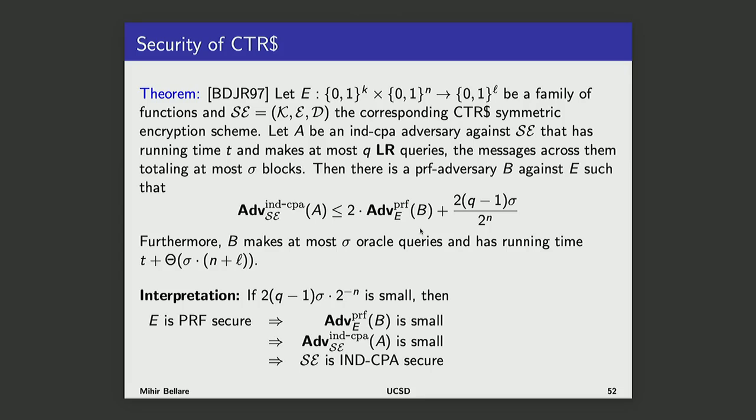If you remember the PRF definition, there was a real and random world. What you say is that the real world corresponds to real counter mode, but except for this much of a loss in advantage, we can pretend we're in the random world. When we're in the random world, I can give a purely probabilistic analysis that says your adversary will not have advantage better than this. Purely combinatorial probabilistic analysis. And that's how it goes.